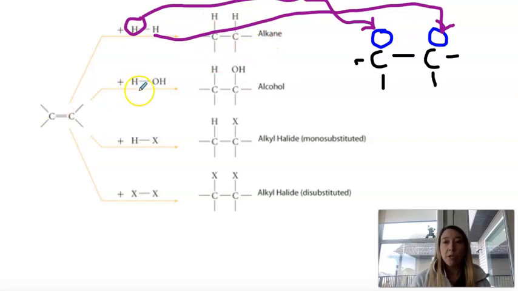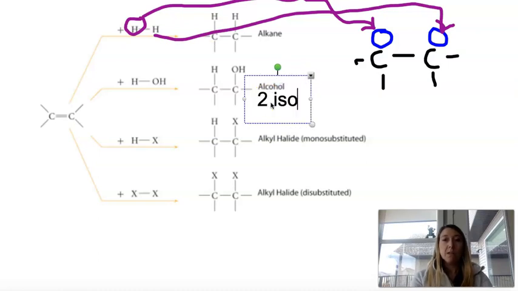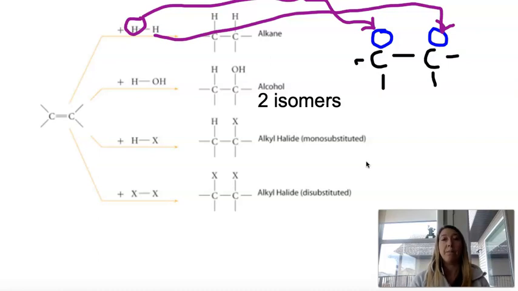When you look at the next option, we added water. So they've written water as HOH. That's because the H goes into one slot and the OH goes into the other, right? They each went into two different slots. So one thing we find with these alcohols is that there's the possibility for two isomers. Remember, isomers means they have the same molecular formula, but a different drawing and a different name. The reason is that how this OH and this H go in, they could have gone in the other way.